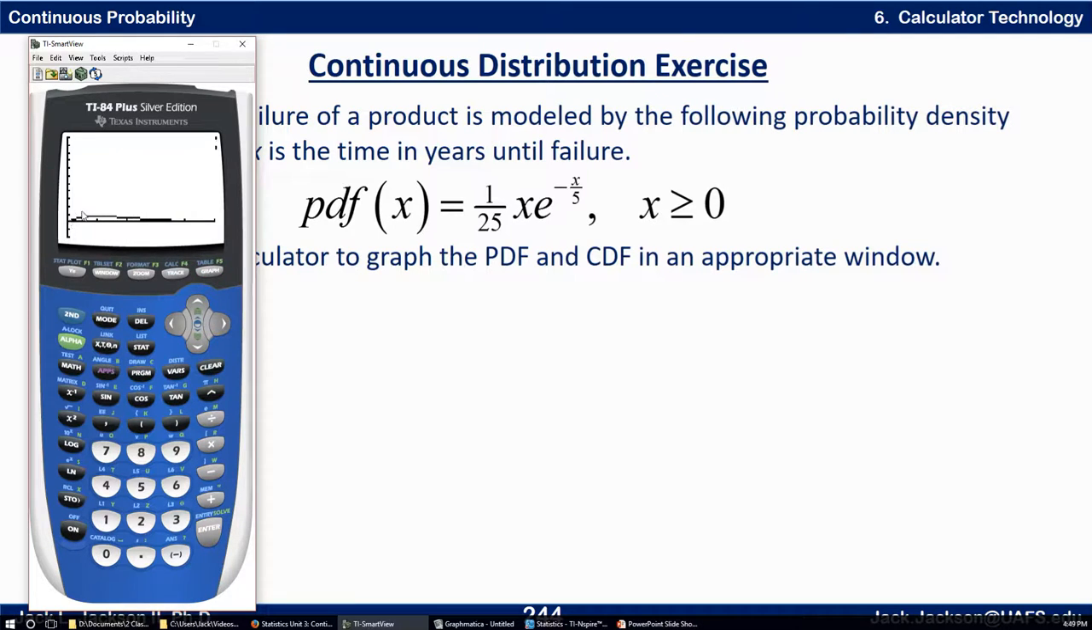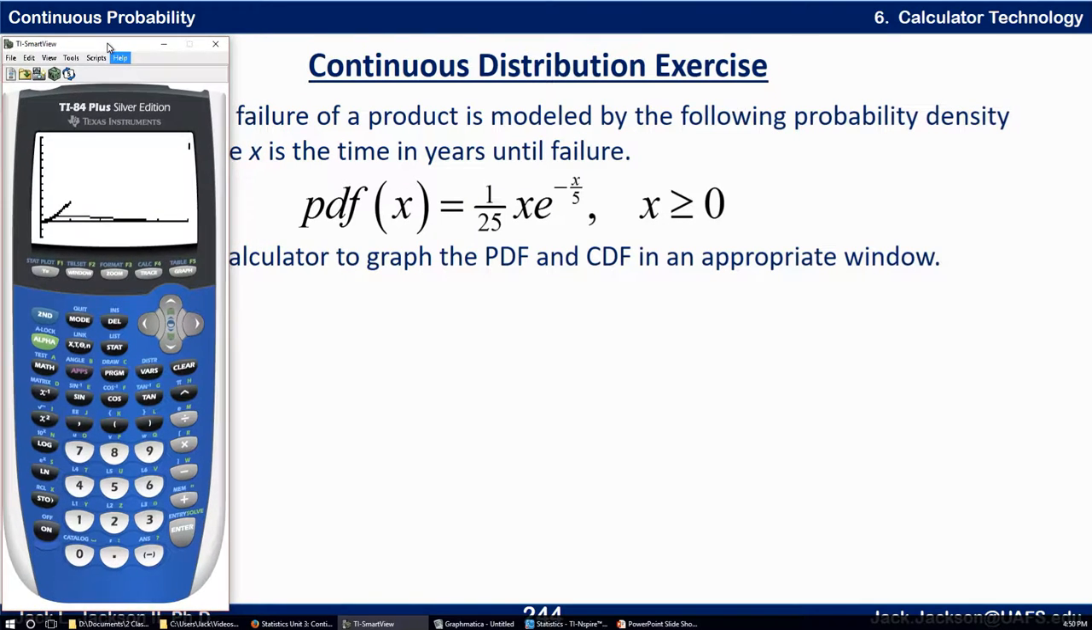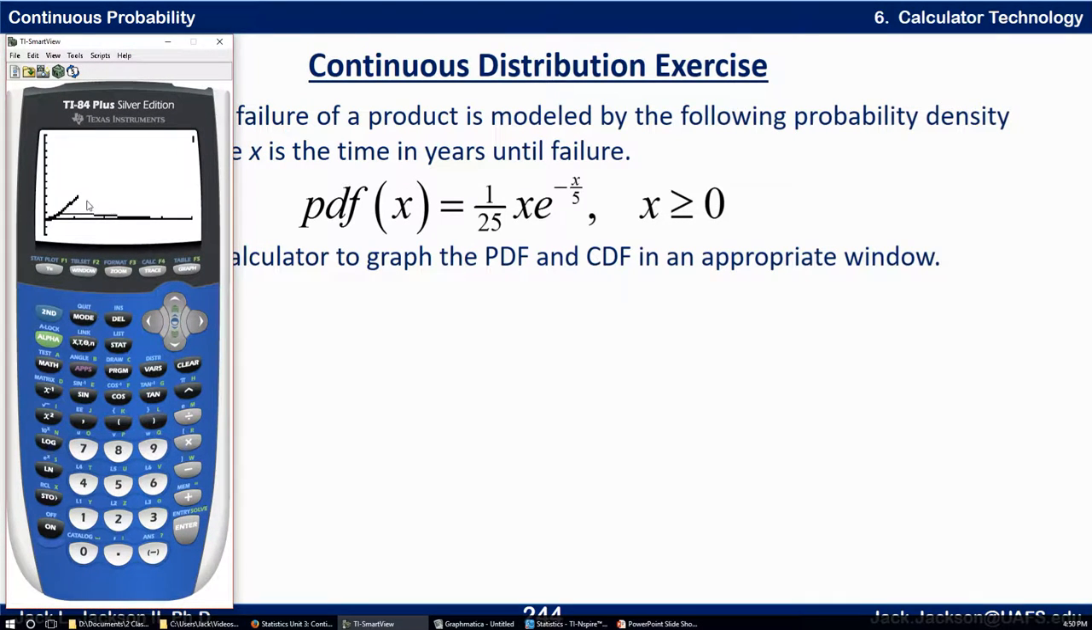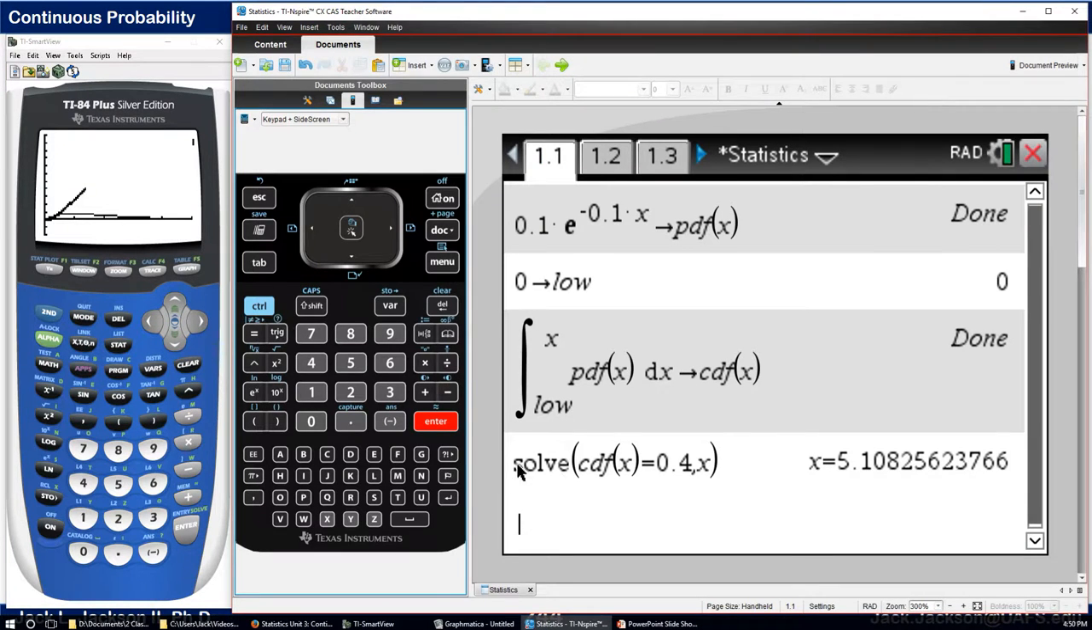So here it is, starting at 0, comes up and then back down and levels back out. There's the PDF, and the CDF should start at 0 here and climb up to eventually level out at 1. Now it may take a slow trek to get there, but it will get there. While that's doing its thinking, and you may have to wait a little bit for this one, let's do the same thing on an Nspire.